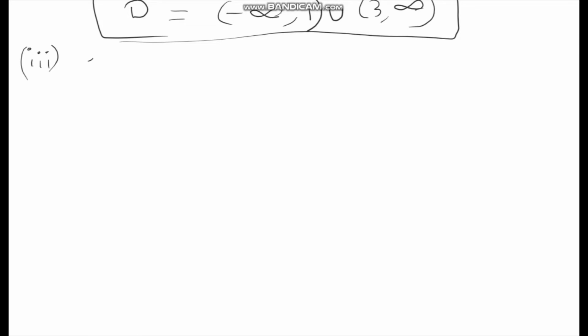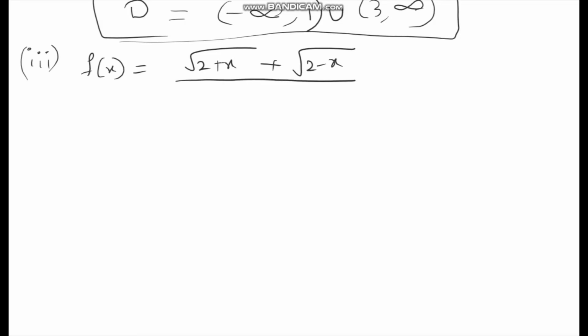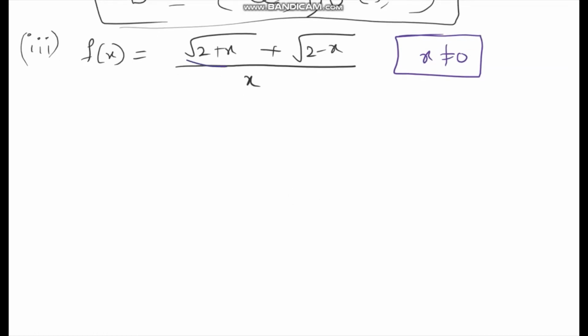Third one is f of x equals root of 2 plus x plus root of 2 minus x by x. So first condition is that x should not be equal to 0. This is the first condition. And also I have the square root here. This 2 plus x should be more than or equal to 0. But since x should not be equal to 0, this condition is not here. So this can be taken out.